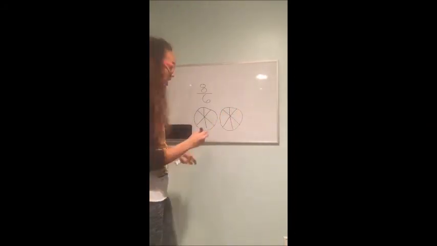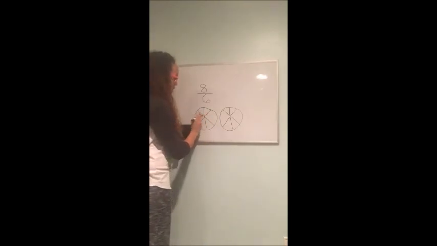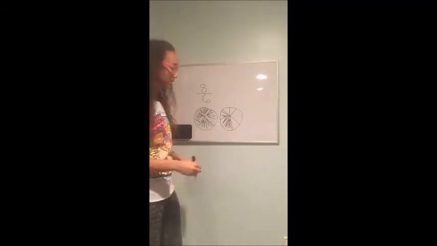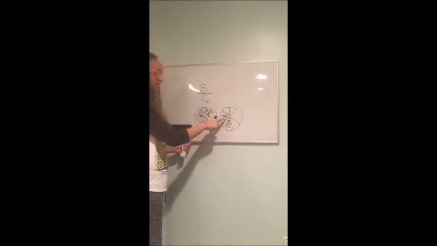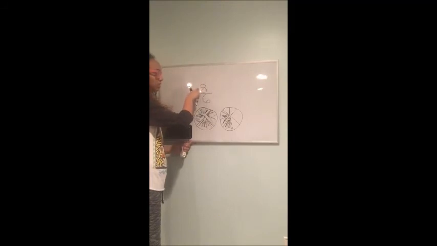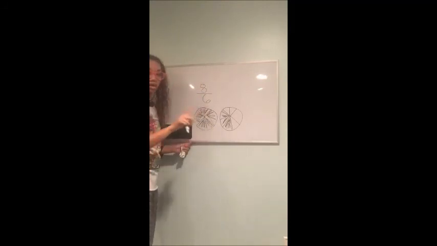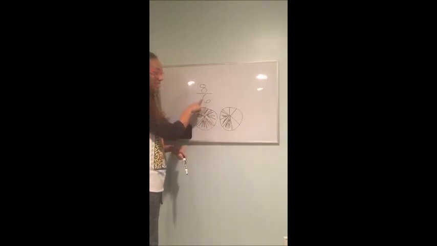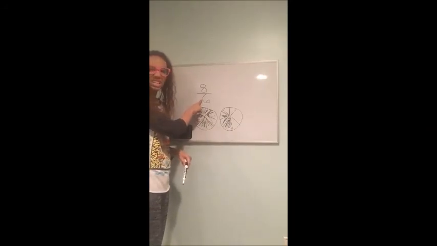Okay, now I'm going to shade in 8. 1, 2, 3, 4, 5, 6, 7, and 8. So if your picture looks something like this, then you have 8/6. Now remember, 8 is how many equal pieces we have, and 6 is how many pieces one whole is divided into. Here, each whole was divided into 6 equal slices, or 6 equal parts.